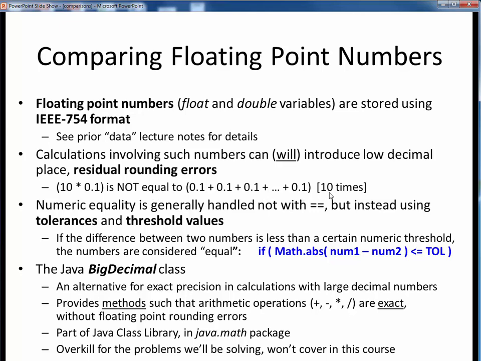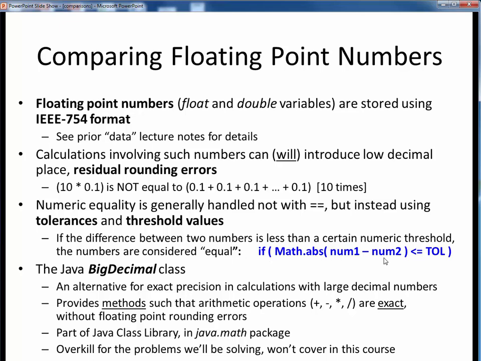Because of this, we generally don't want to compare two floating point numbers with a simple equality operator, but instead by using tolerances and threshold values. If the numerical difference between two floating point numbers is within some certain numeric threshold, we then say that those two numbers can be considered equal. This is generally the approach taken in any kind of scientific programming. We'll take a look at some examples of this in a moment.